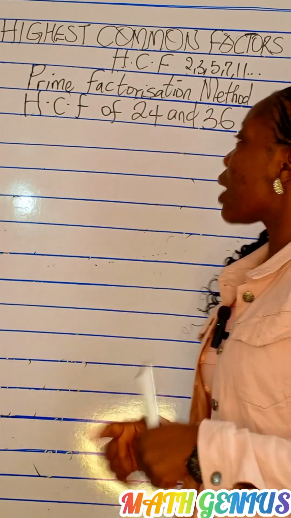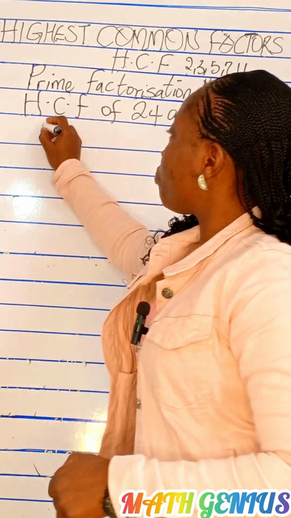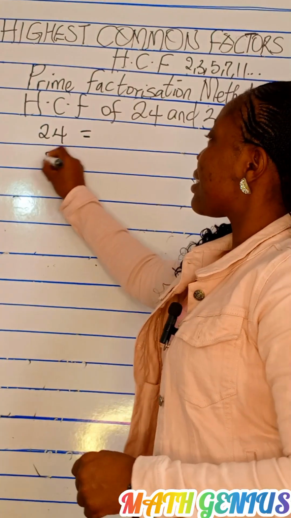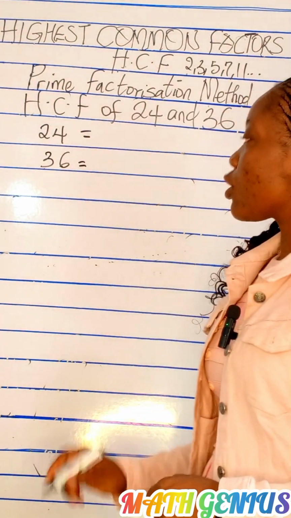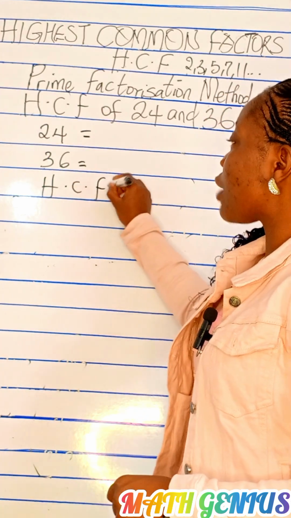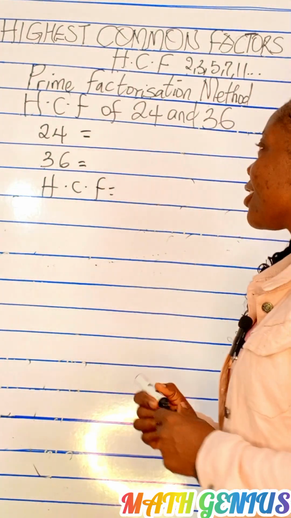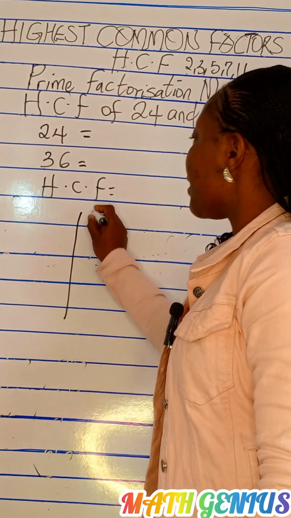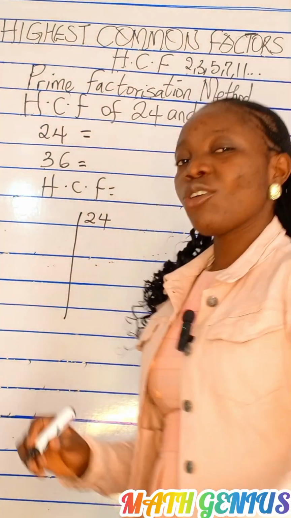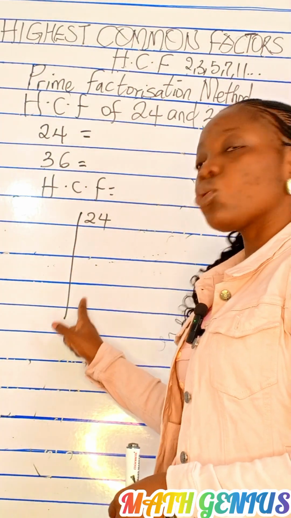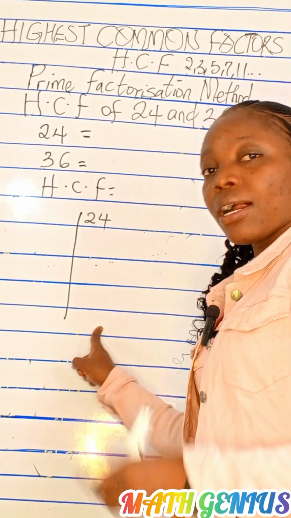So now we are going to express 24 as a product of prime factors. Then we will express 36 as a product of prime factors. From there, whatever things are common, we multiply together to give us the HCF. Now, how do we express 24? It means we are going to be dividing 24 only by prime numbers until we are done dividing and you get the quotient 1. Then you express them as a product.